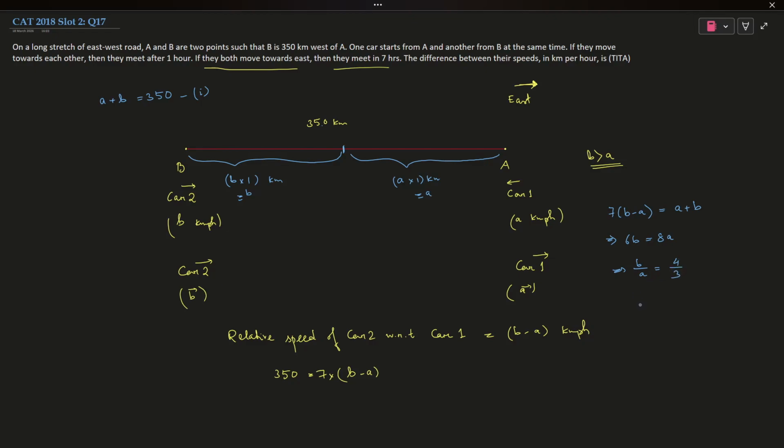So let's say B is equal to 4x kilometers per hour, A is equal to 3x kilometers per hour. If I substitute this in the first equation, A plus B will give me 7x equal to 350. So from here x will come out to be 50 kilometers per hour. I need to find the difference between their speeds. The difference will be B minus A, which is 4x minus 3x, which is x kilometers per hour. X comes out to be 50 kilometers per hour.